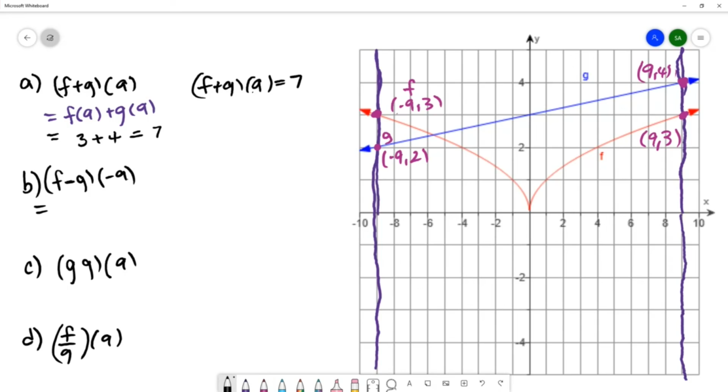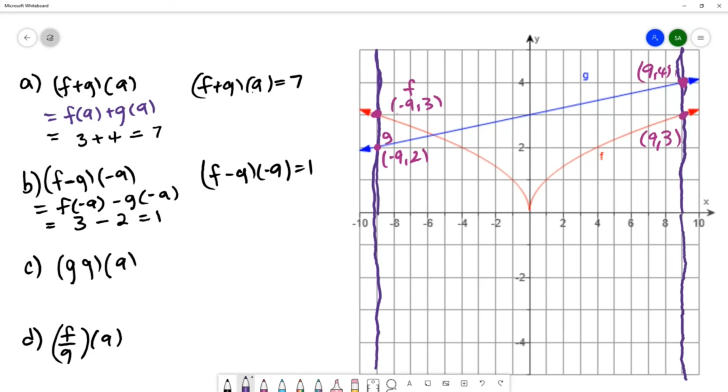So we want to find f minus g of negative 9. That's f of negative 9 minus g of negative 9. f of negative 9 is 3, and g of negative 9 is 2. 3 minus 2 is 1. So we found that f minus g of negative 9 is equal to 1.